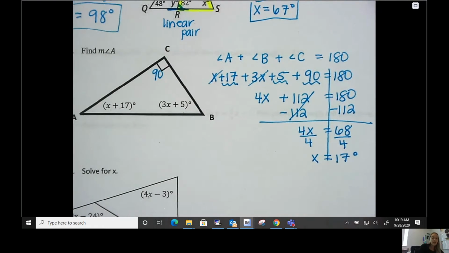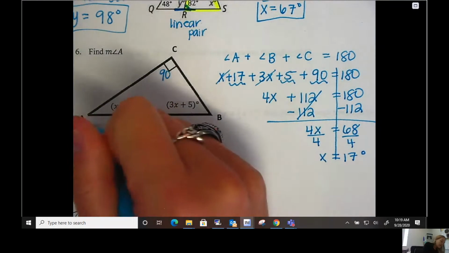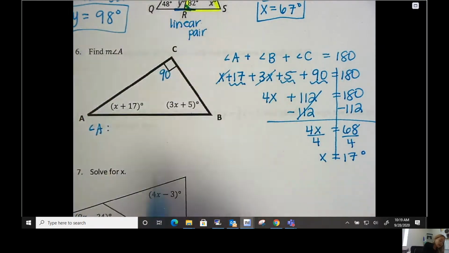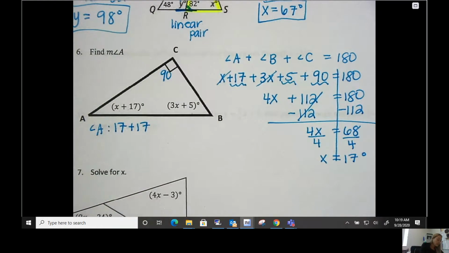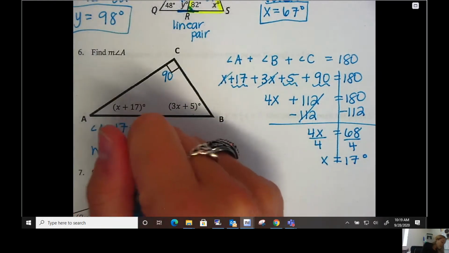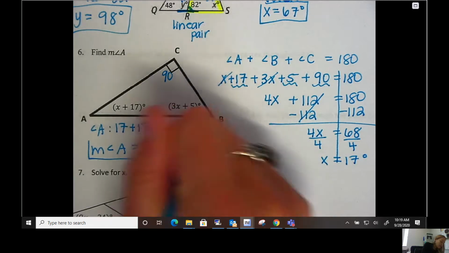Now that's fantastic, but I need to plug that into this equation right here. So instead of x, I'm going to put 17 and then plus 17. So 17 plus 17 means the measure of angle A is 34 degrees.